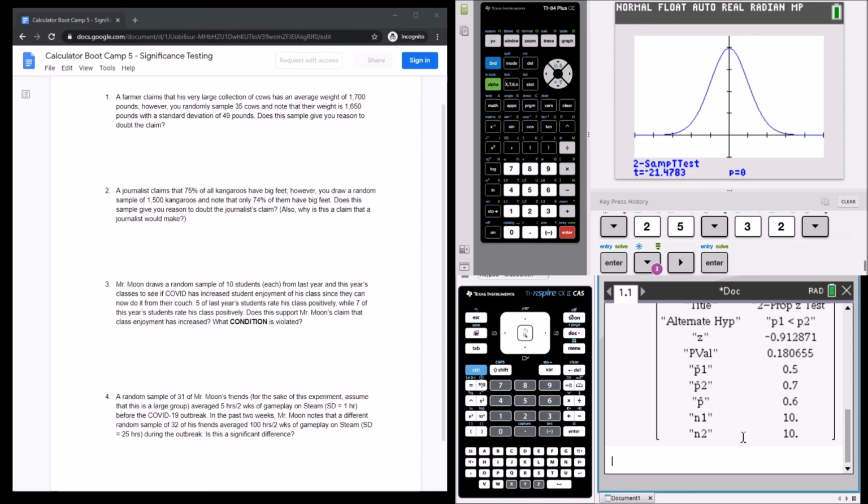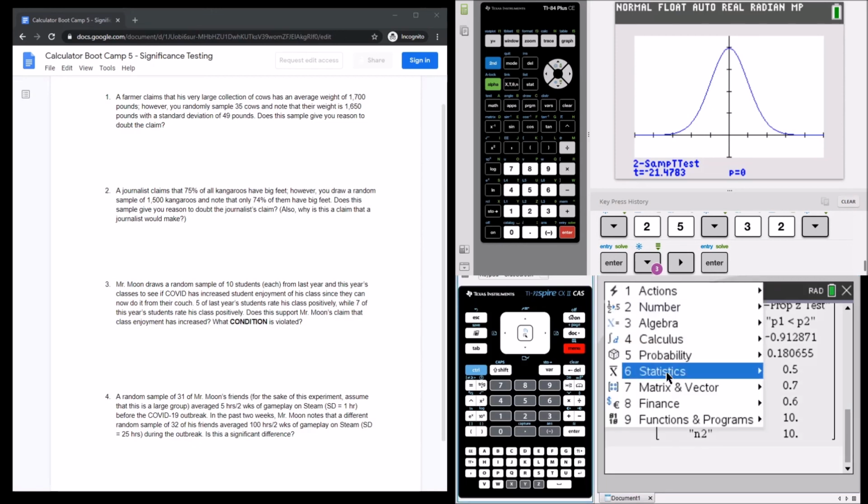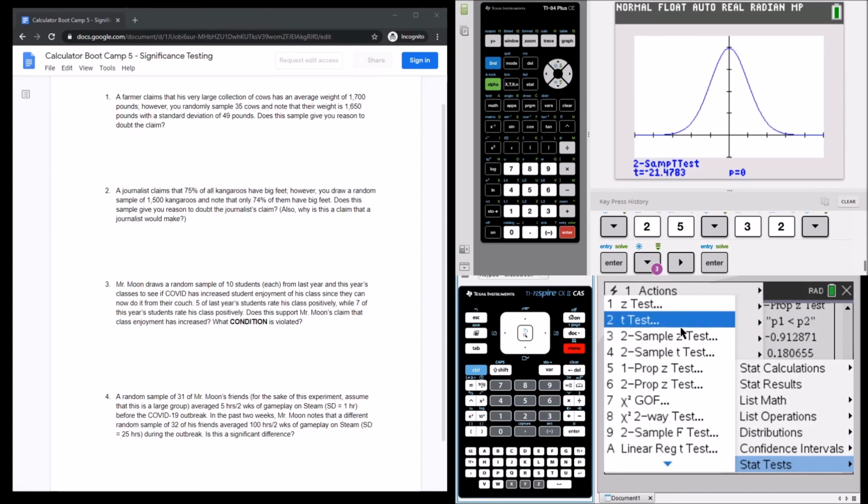Okay, let's look down at number 4. This is our last problem here. So a random sample of 31 of my STEAM friends averaged 5 hours for the 2-week thing that STEAM measures before the coronavirus outbreak. In the past 2 weeks, however, I noticed that a different random sample of 32 friends averaged 100 hours. And the standard deviations there were 1 hour for the first sample and 25 hours for the second sample. What we have to do here is a 2-sample t-test. Notice that number of hours has to be a means case. It's not going to be a proportions thing.